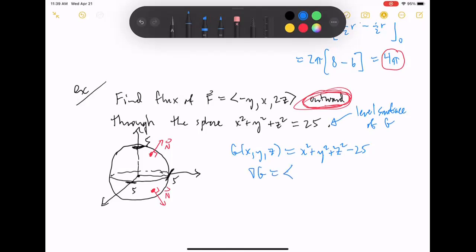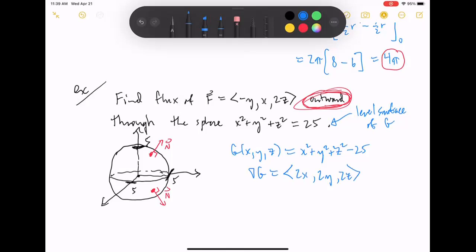The gradient of this thing is what? What's the gradient of this four-dimensional graph given by? Not a trick question. What's the gradient of this given by? 2x, 2y, 2z.